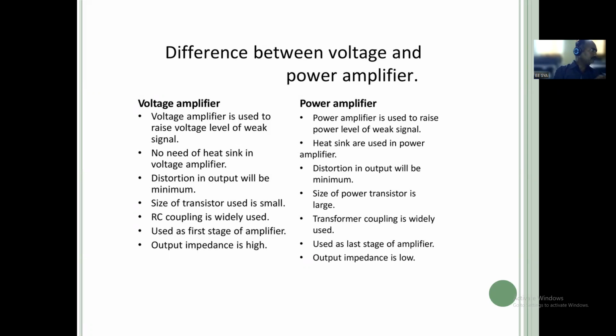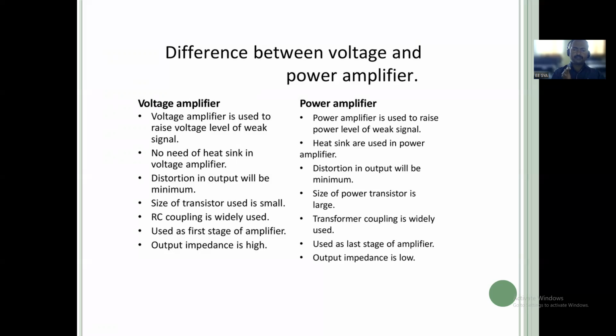So for that purpose, I have to use the voltage amplifier, because it covers the smallest area. To cover the smallest area, we have to use the voltage amplifier. So it increases the weak signal only to a small level. This is nothing but your voltage amplifier, right?